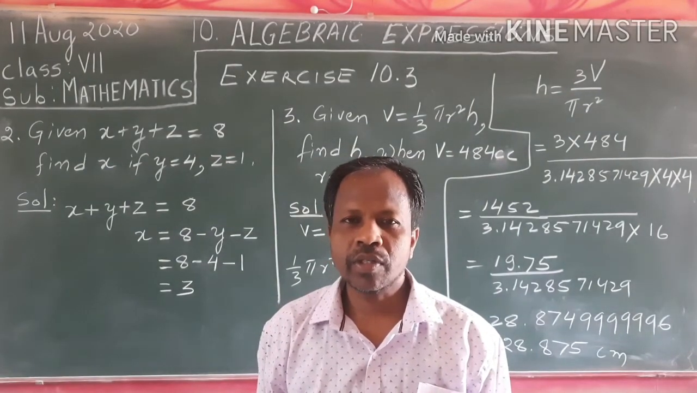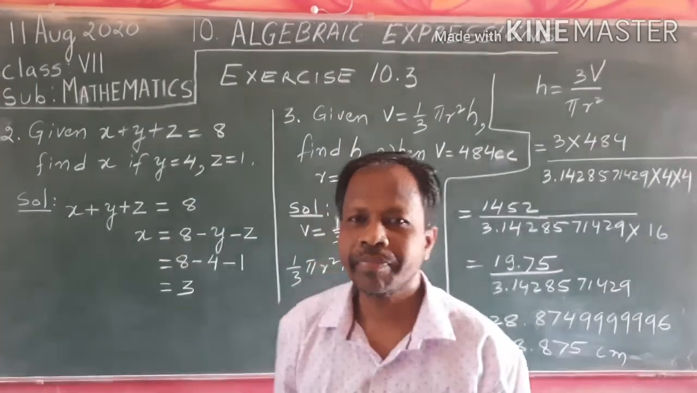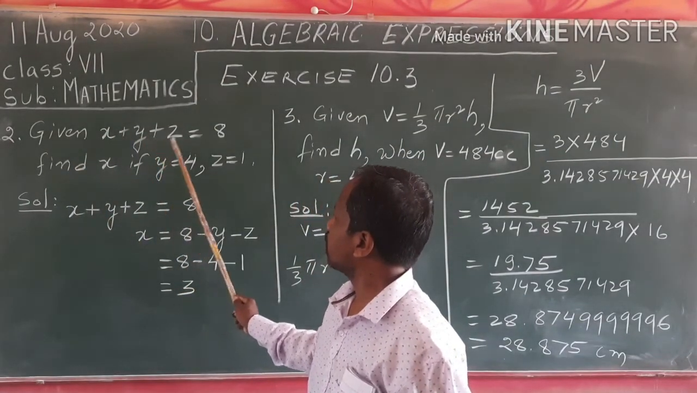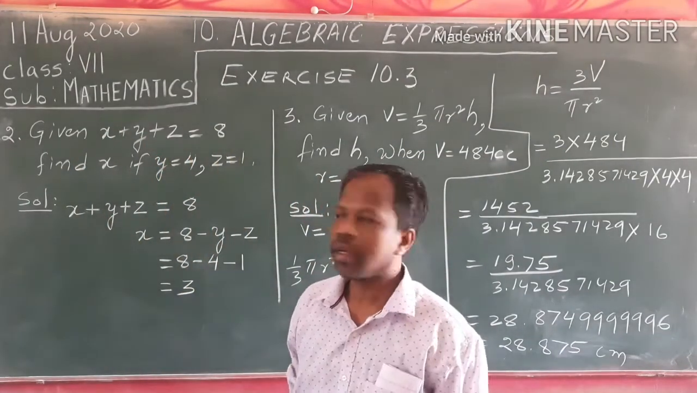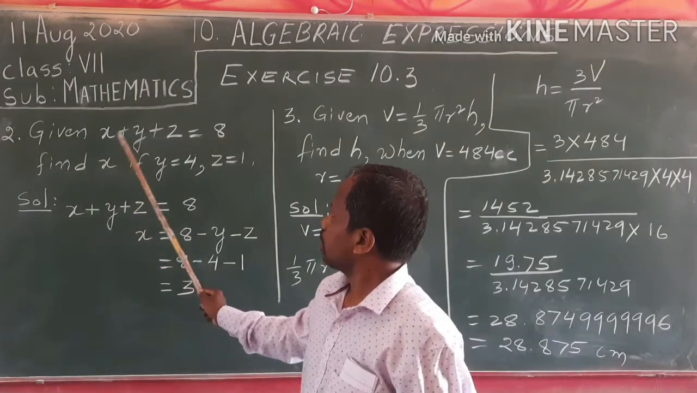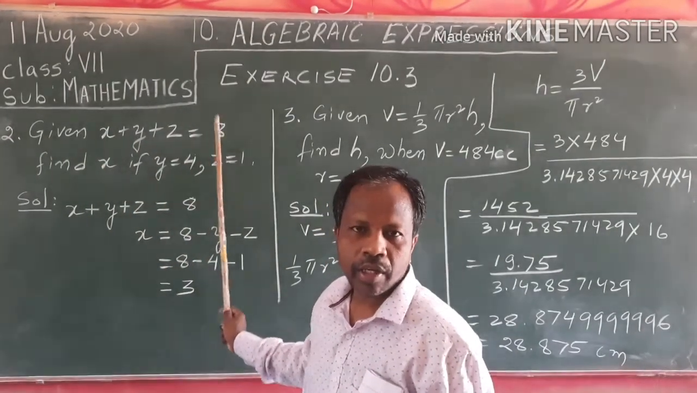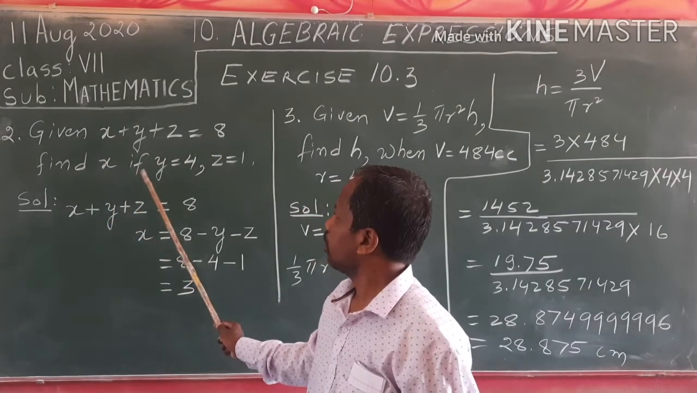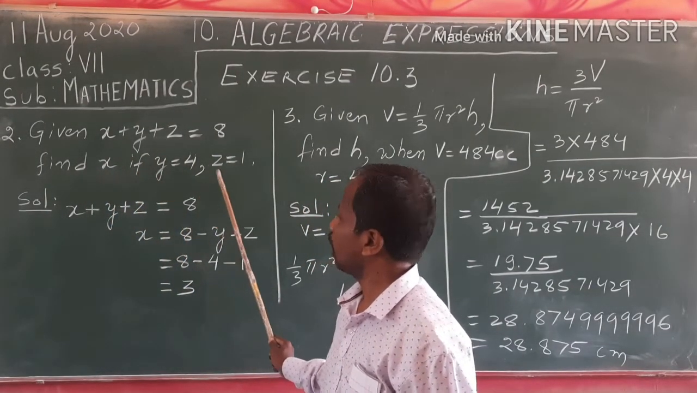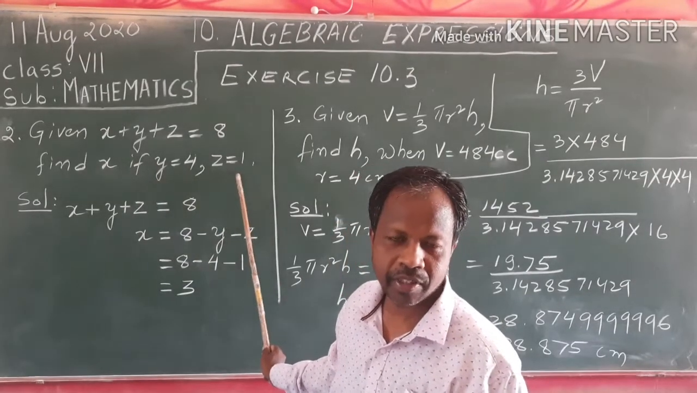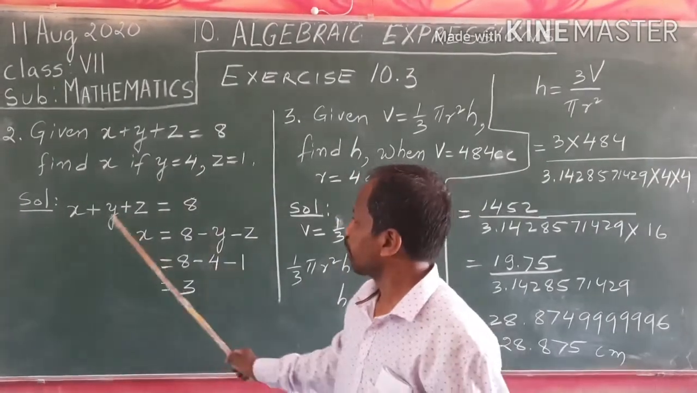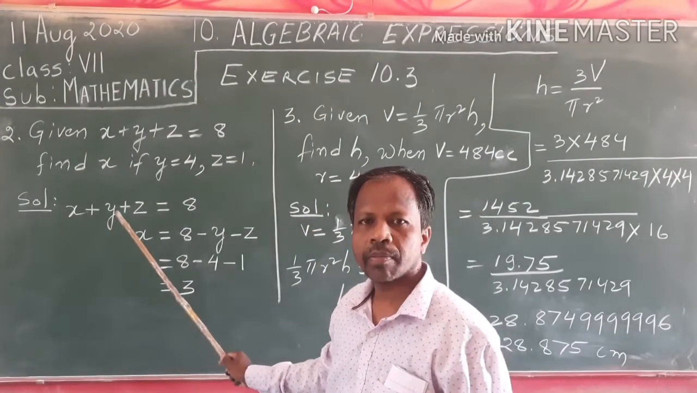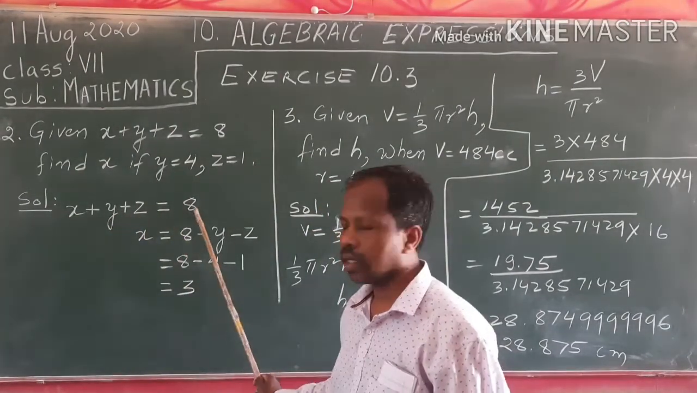So here is the second question. The question says, given x plus y plus z is equal to 8, we have to find x if y is equal to 4 and z is equal to 1. Solution. x plus y plus z is equal to 8.